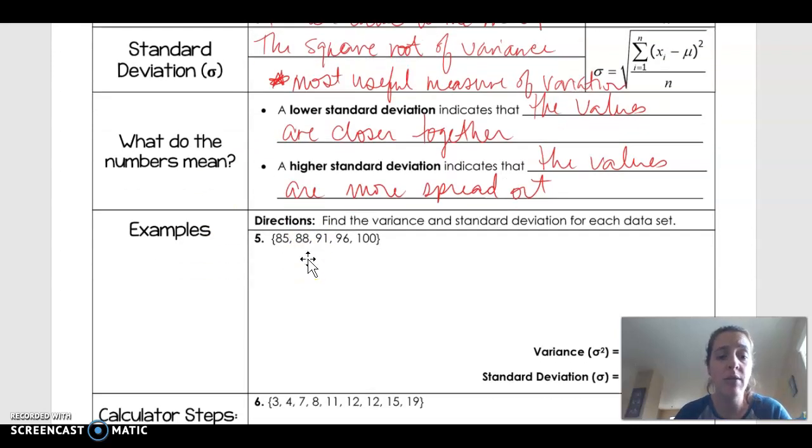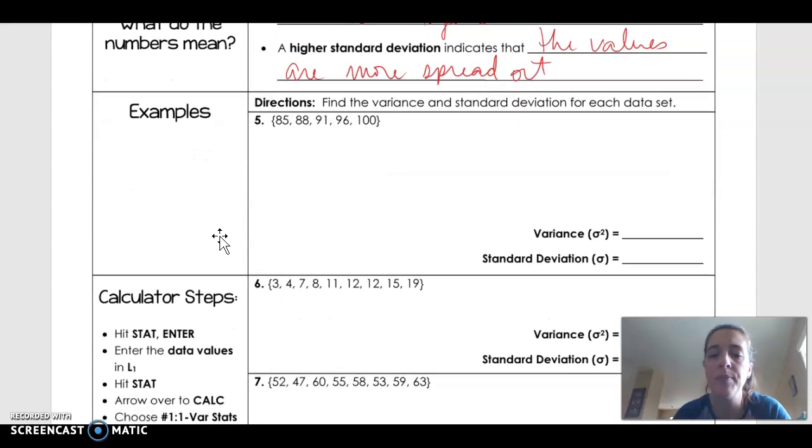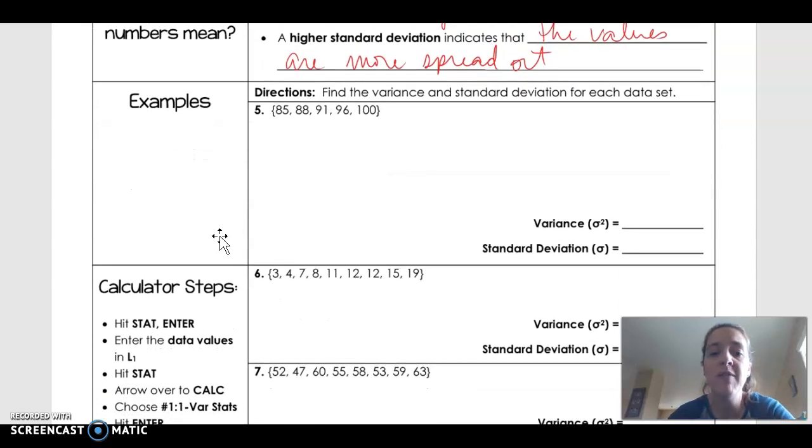Okay, so now let's look at one example, and then I'll show you how you can do this on your calculator as well. I'm pretty sure there's a way to do it in Desmos, and I'll have to look that up as well, but I know there's a way to do it. So here's our example: find the variance and standard deviation for each data set. The first thing we have to do is find the mean, or the average. I would add all of my values together and divide by 5, because that's how many pieces of data I have. So my mean in this example is 92.